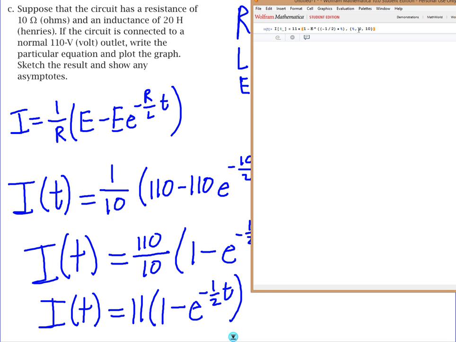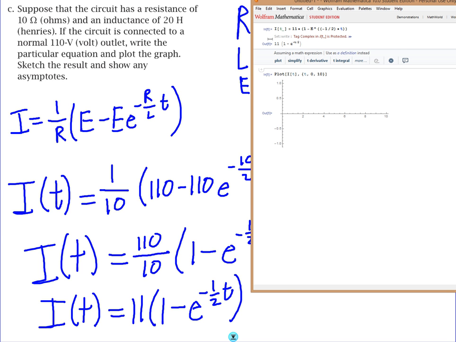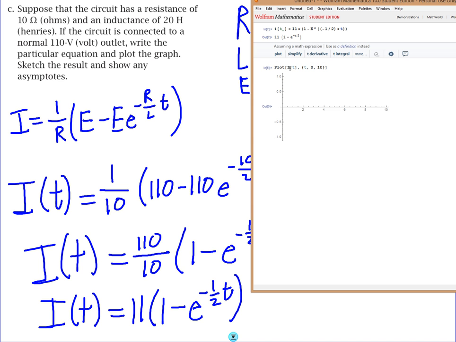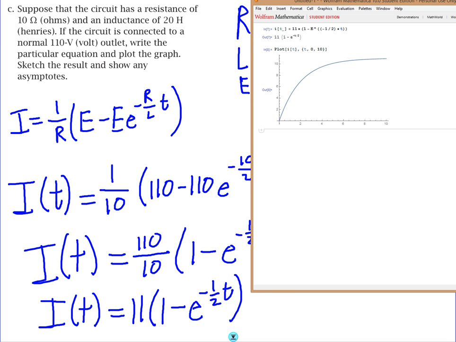So it doesn't look like what I've done. Okay, I forgot. Plot I of t from t equals 0 to 10. Oh, I forgot a parenthesis. There we go. Oh, they don't like this. Let's do lowercase i then. Okay. Sorry about all this. There we go.